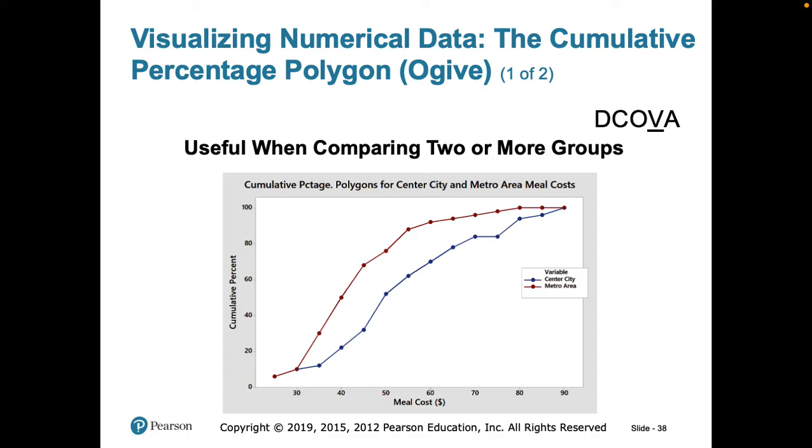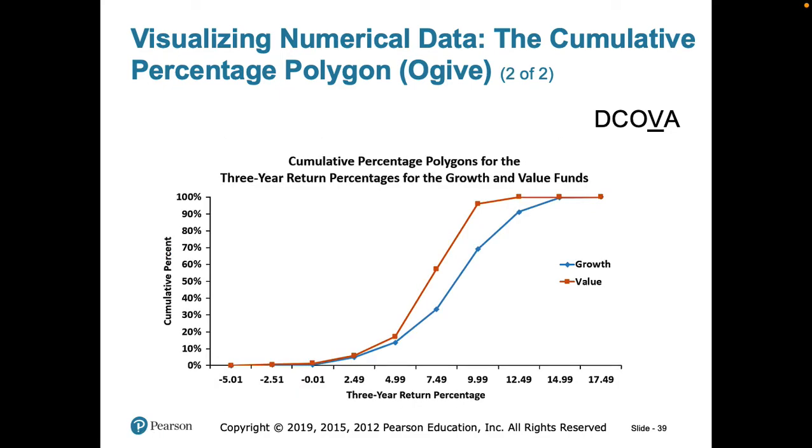In this case, you are comparing the restaurants for the center of the city or for the metro area, and you have the cumulative data here, and then you just connect the dots. That is fairly simple. On this one here, we're looking at the cumulative percentage polygon for the 3-year return percentage of the growth and value funds. It's kind of the same thing, you just have the return percentages here.